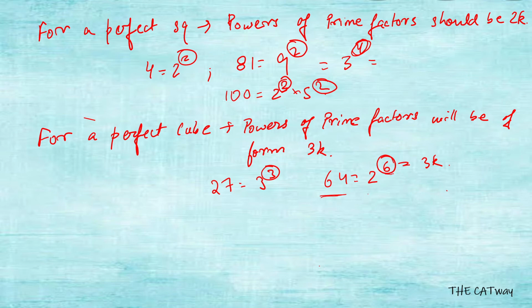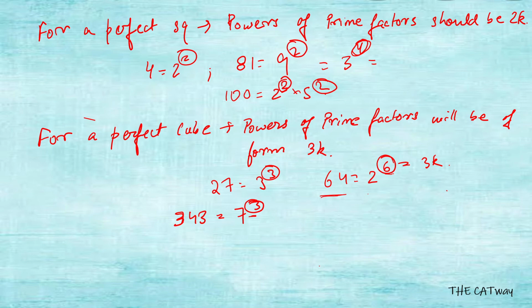Now let's take one more example. Let's take 343. So 343, we have 7 cube. Now we know that the power of the prime factor is of the form 3k. Now this will be true if there are 10 prime factors or 20 prime factors. If it is said that the number is a perfect square or a perfect cube, then the power of all the 10 or all the 20 prime factors should be either 2k or 3k, whatever is the condition set to you. So this you have to keep in mind.